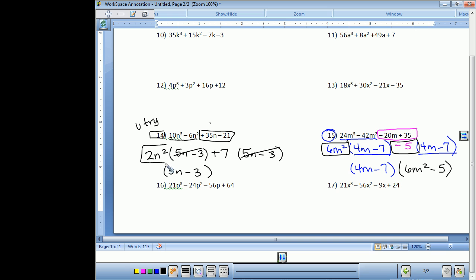And then we group what's left. 2n squared plus 7. And we have factored it.